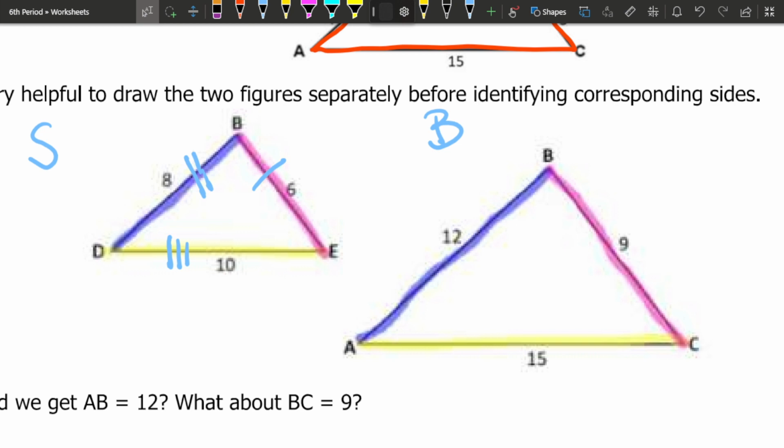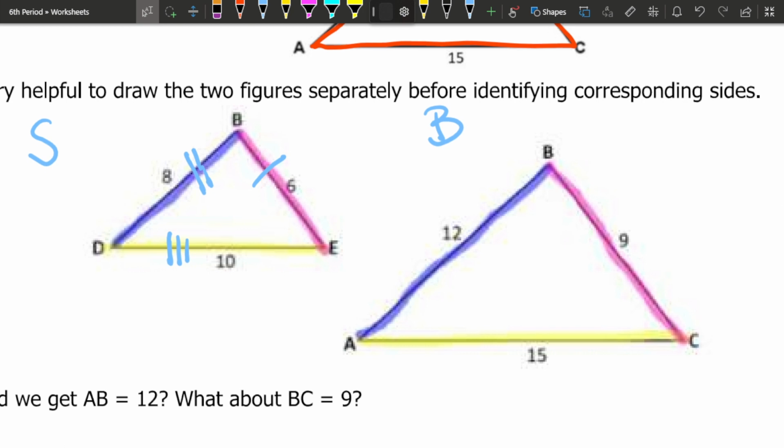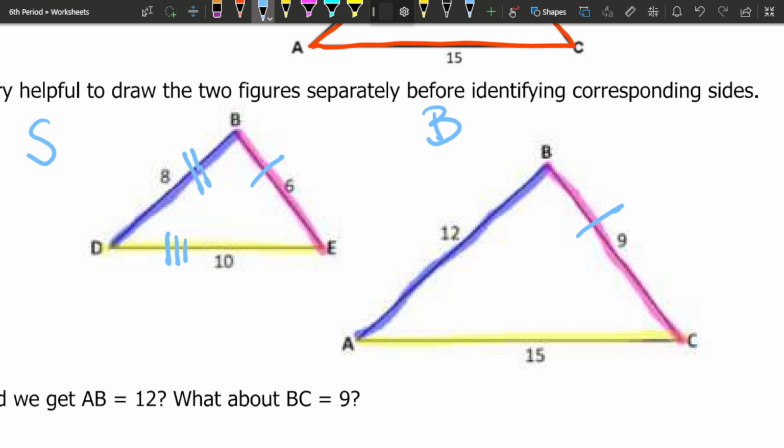So over here, on the big one, which line or which number will get one tick mark? One tick mark. This is where you cannot mess it up. 9. 9 corresponds to 6. Very good. Which one gets 2 lines? 12. Very good. And which one gets the 3? 15. Very good. 1, 2, and 3. So we have my corresponding sides.